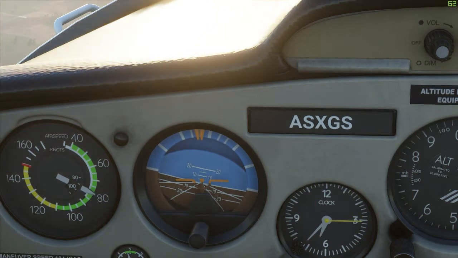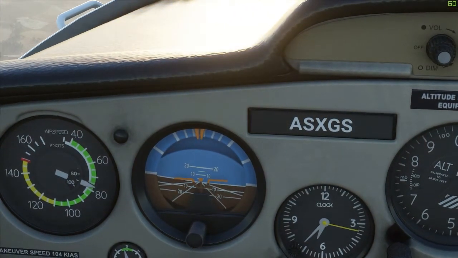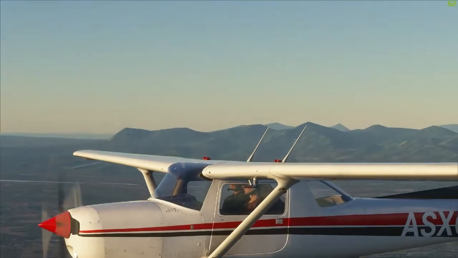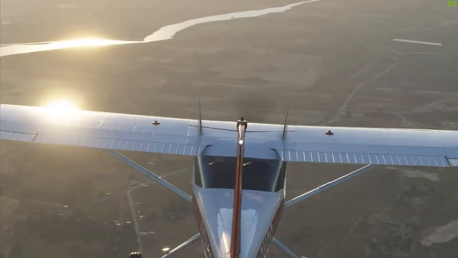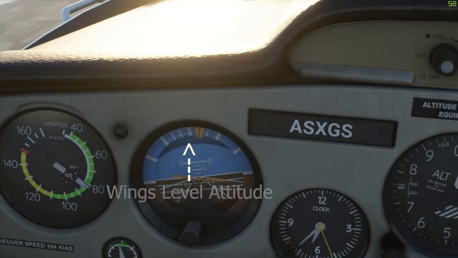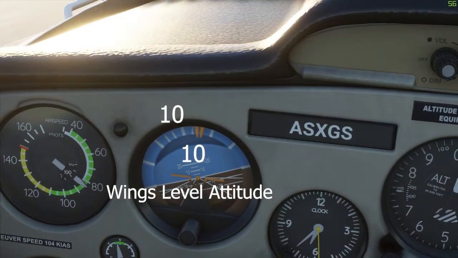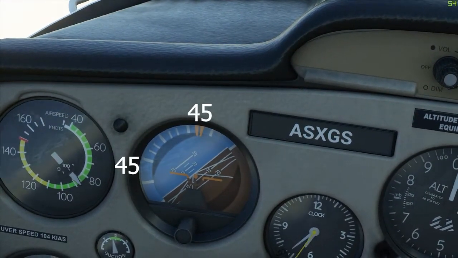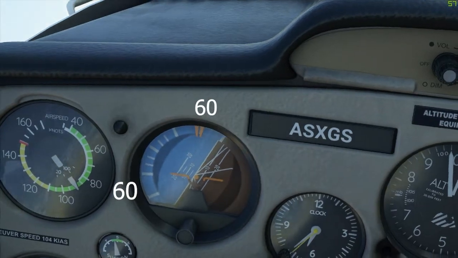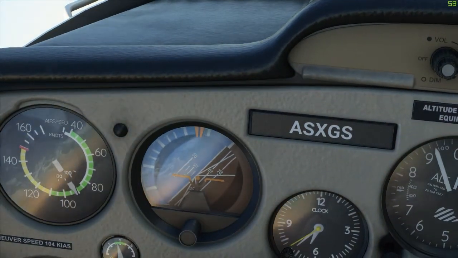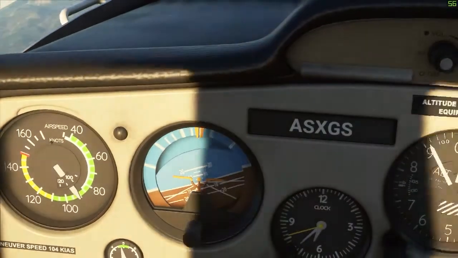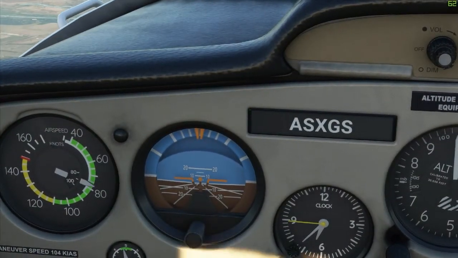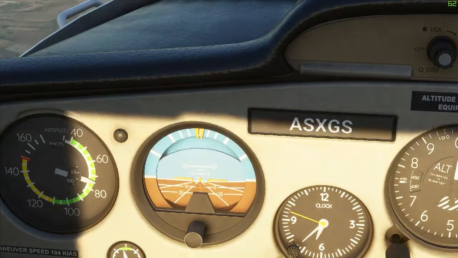The white markings on the upper part of the attitude indicator show the bank angles starting from the middle, which indicates a wings level attitude, followed by a 10-degree bank, 20-degree bank, 30 degrees, 45 degrees, and lastly 60 degrees respectively. If the needle is not centered, then that means the airplane is in a banking position, which would result in the aircraft turning.